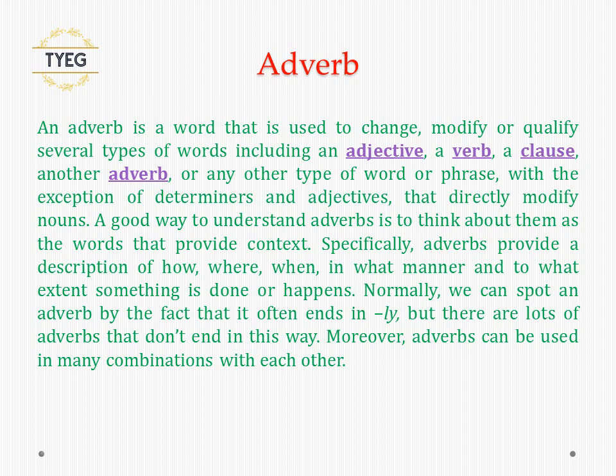A good way to understand adverbs is to think about them as the words that provide context. Specifically, adverbs provide a description of how, where, when, in what manner and to what extent something is done or happens. Normally, we can spot an adverb by the fact that it often ends in "ly," but there are lots of adverbs that don't end in this way. Moreover, adverbs can be used in many combinations with each other.